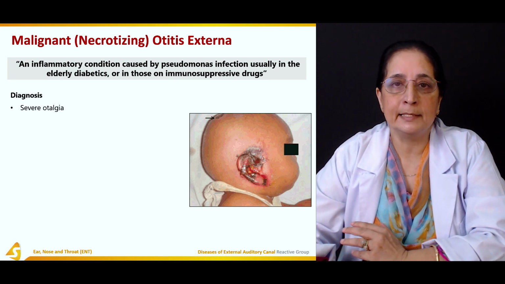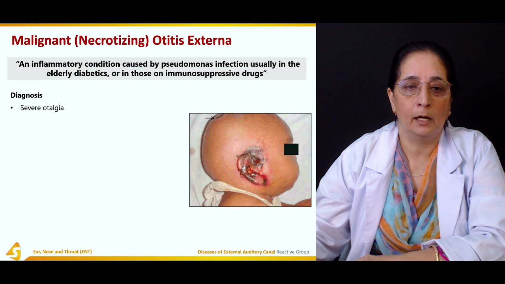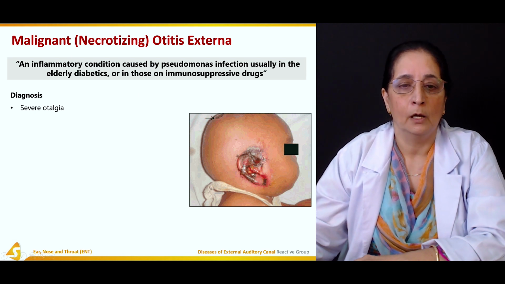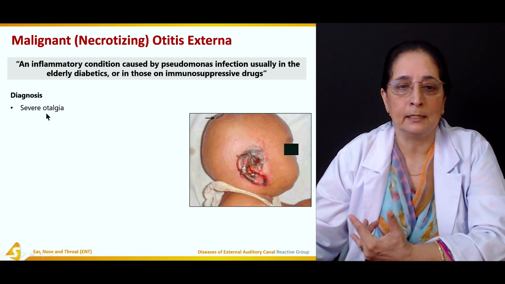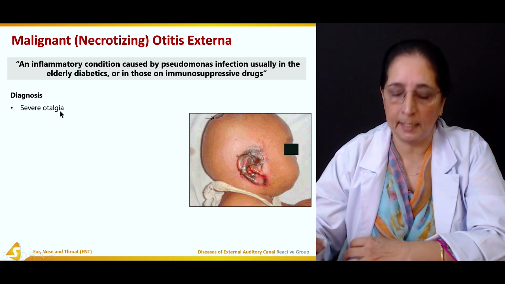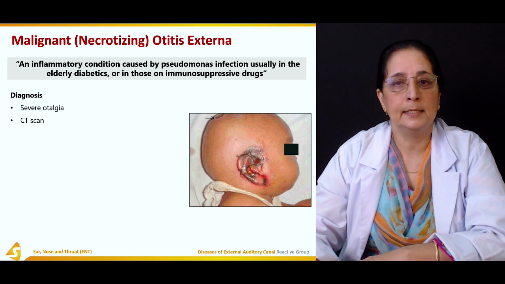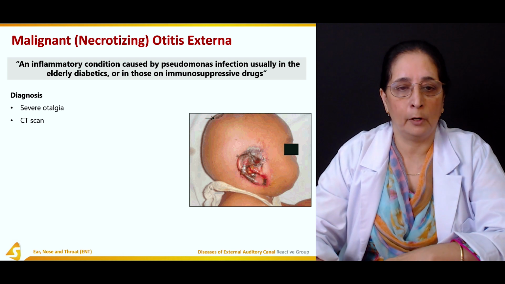Diagnosis is by severe otalgia. Algia is the pain. Oto is for the ear. So otalgia is the pain in the ear. Then a CT scan can be performed.